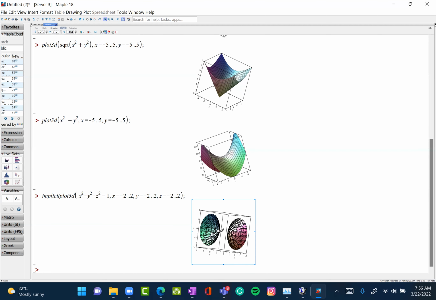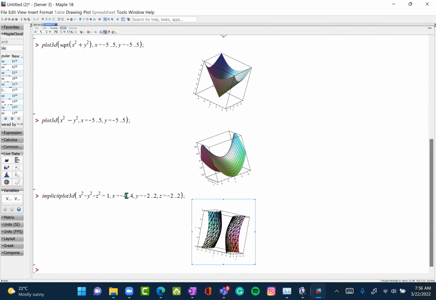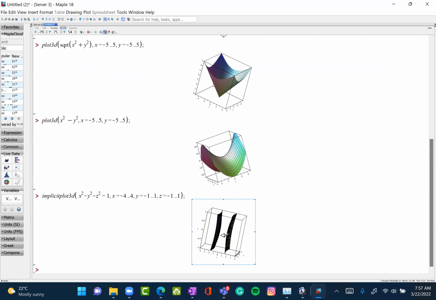Maybe I should get x more than this one. x equals 4, for example. Not good. This is negative 1 to 1. There. Almost just like two sheets of paper, just part of this.